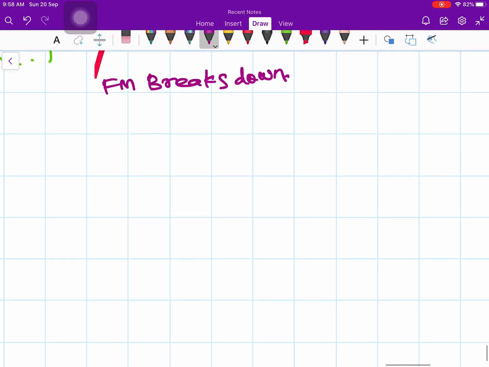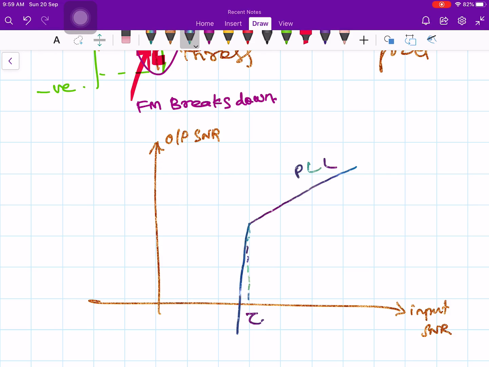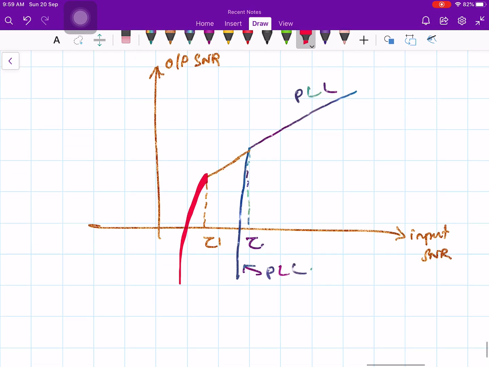Okay, so let me draw this curve one more time. So let's say input SNR and this one is output SNR. As long as you are in this region, let me draw this. If you are like this, no problem. Let's say tau. If you use your PLL, then it goes like this. Okay, this is for your phase locked loop. But if you use frequency compressive feedback system, then this threshold effect will be slightly moved to the left hand side. Then tau dash. Afterwards, it starts to break. Okay, therefore this one is for frequency compressive feedback demodulator.